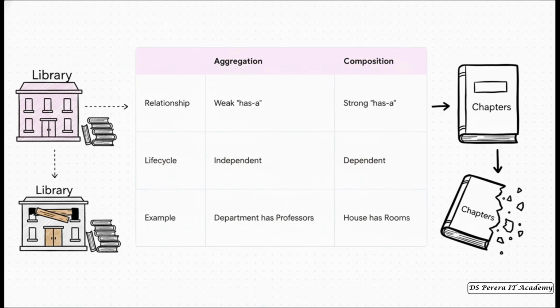And finally, let's look at a couple of solid IT examples. So, a library has books. That's aggregation. But a book is composed of chapters, and that's composition.